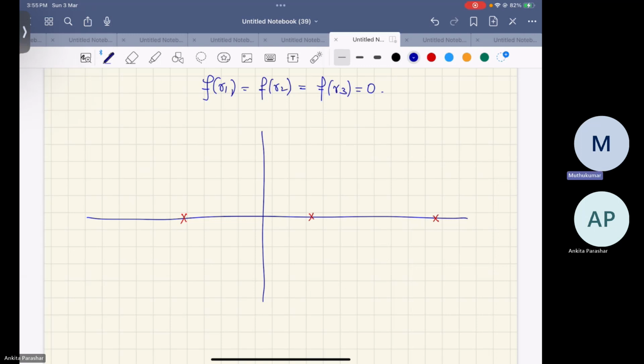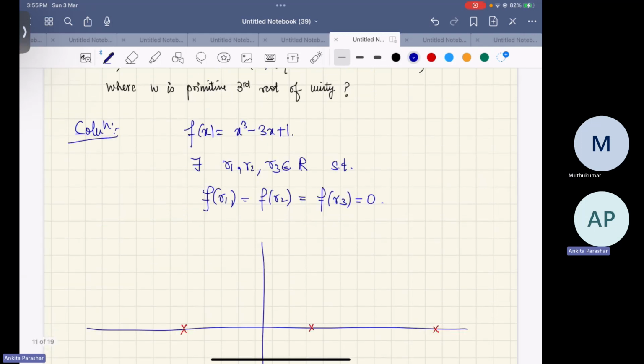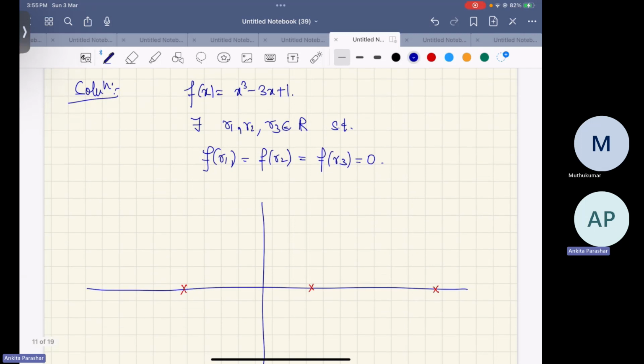You can sketch the graph. So we want to draw the graph. So how would we draw? You know, drawing a graph for a degree 3, degree 2 maybe, may be easy. That's not very difficult. Drawing is not difficult. But how to choose the correct points so that I will get the 3 real roots?